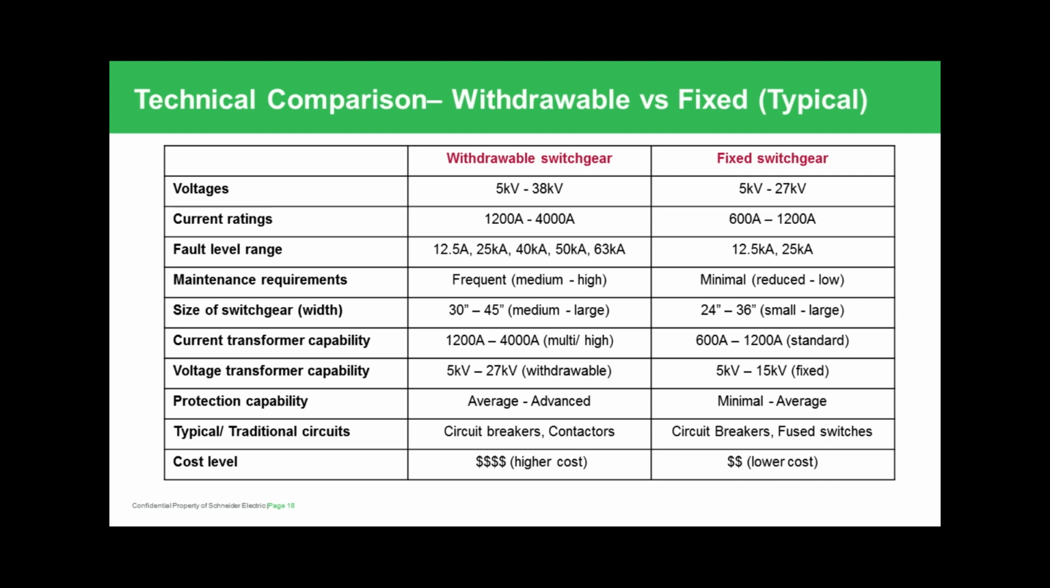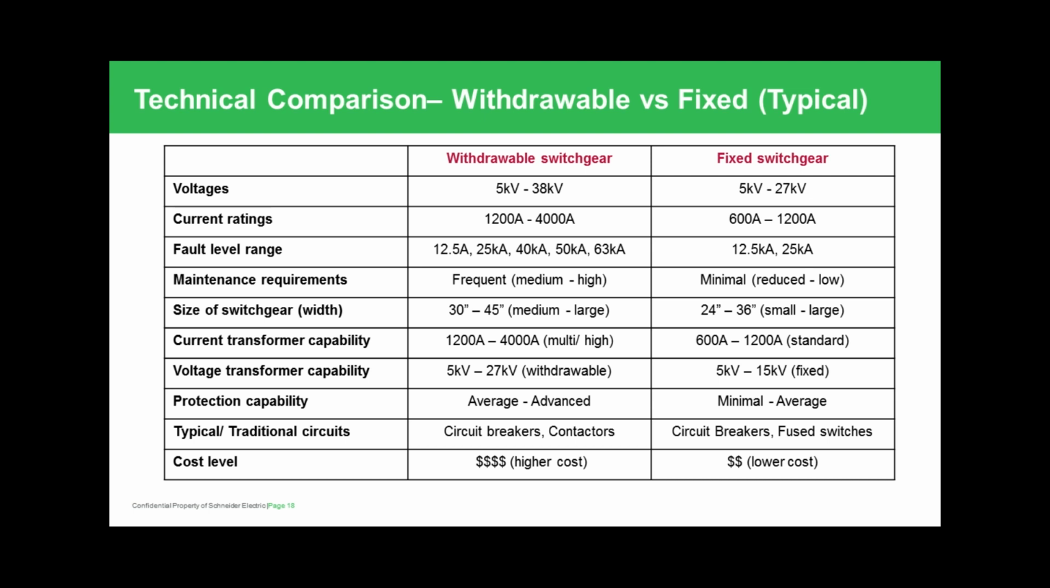You'll have more maintenance. That's what I said before with the withdrawable. So you'll have a medium to high type of frequency with your maintenance. And then you'll have a reduced, almost virtually free maintenance to low maintenance with your fixed equipment. The size of your withdrawable can range up to 45 inches in width. And then you'll have up to 36 inches in width for your fixed switchgear. And again, that's going to vary by the manufacturer. Your current transformer capacity, typically you can match up to what you can get for your main bus rating. So as you can see from this chart, the current transformer capacity matches the main bus ratings, and your voltage transformer capacity matches what you can have for your voltages incoming to the switchgear.